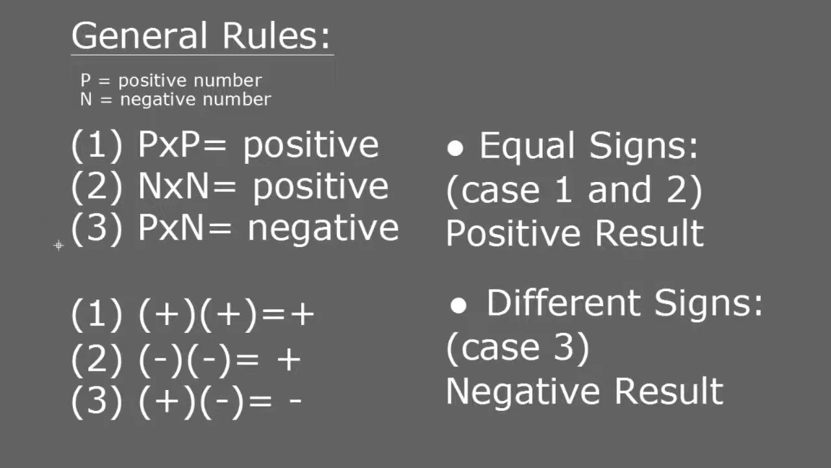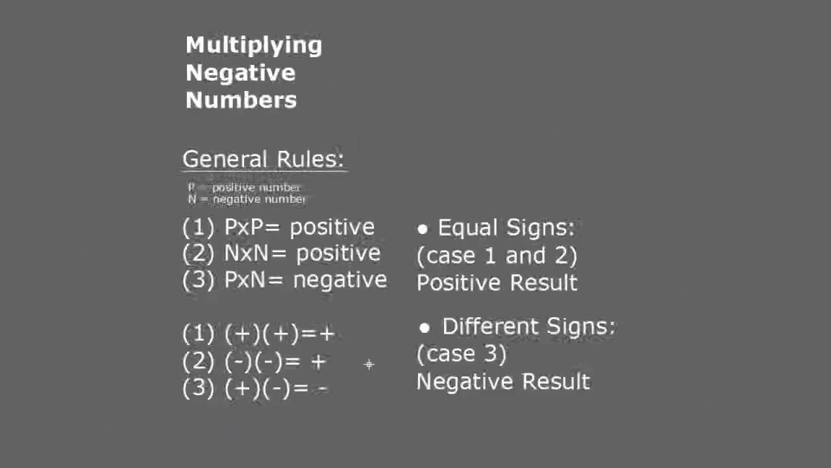Now, if the signs are different, as we see in case number 3, the multiplication of numbers or variables with different signs will always give you a negative result. Just simply remember, equal signs, positive results; different signs, negative results or negative numbers.